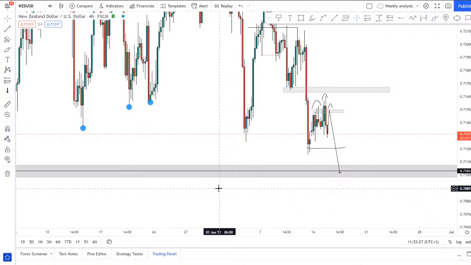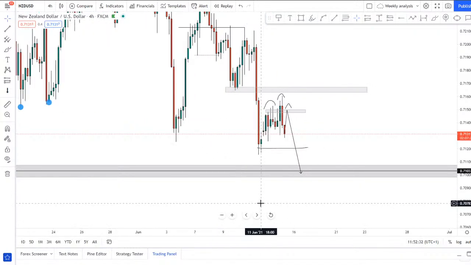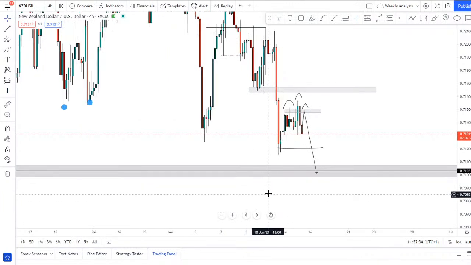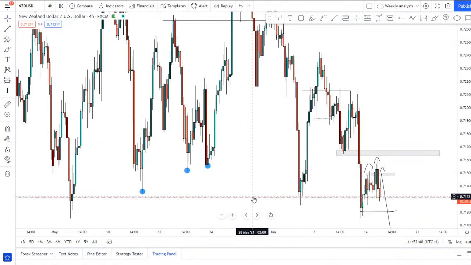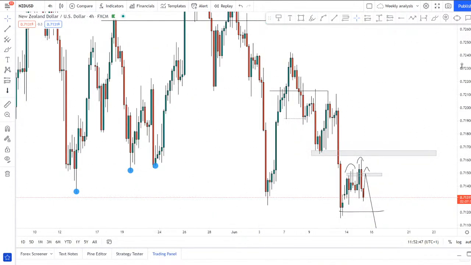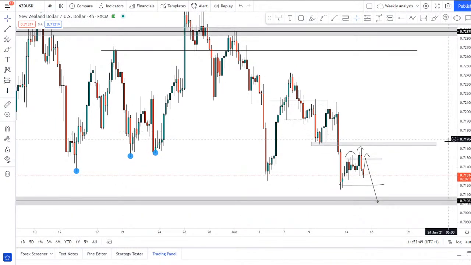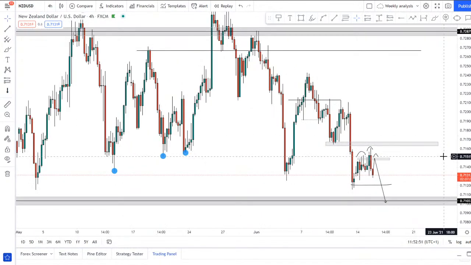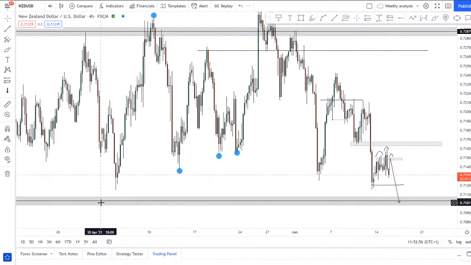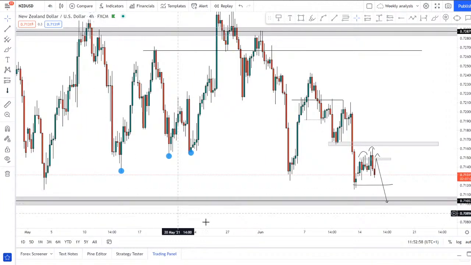Not really, to be fair. Not really. I just try to focus on getting my best entry, and then get it close to my stop loss to maximize my risk to reward. But yeah, I don't really focus on my exposure at all, really.